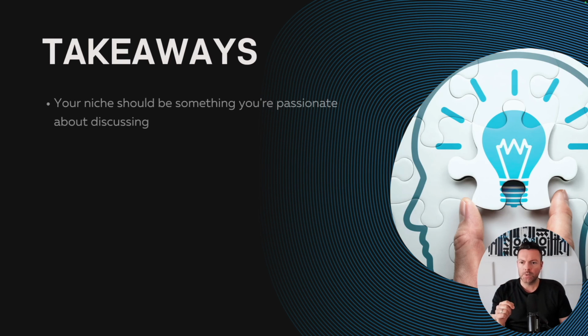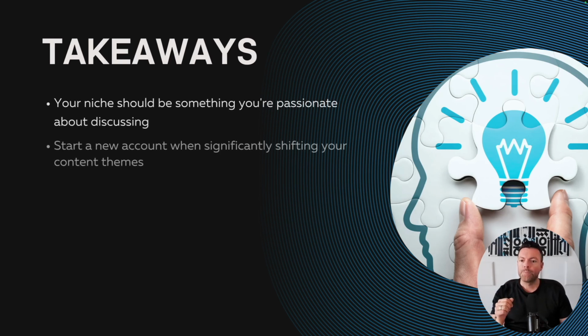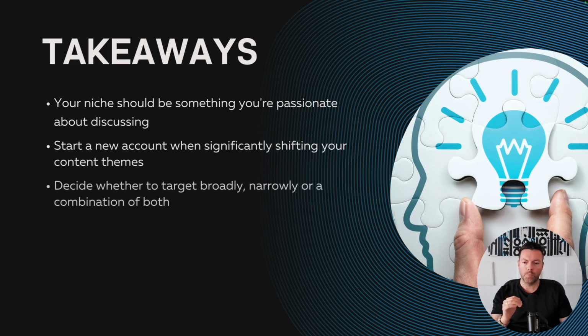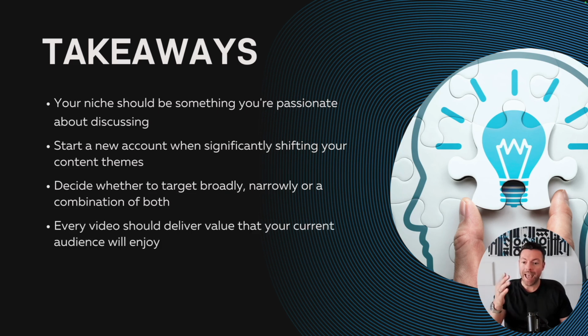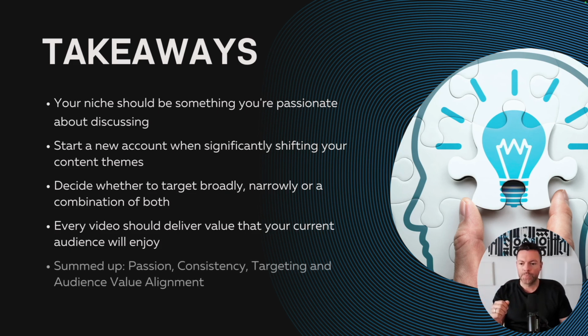So key takeaways from this video: your niche should be something you're passionate about discussing that you can talk about every single day. And you want to start a new account when you're totally shifting your content themes, topics, or niches, right? Make sure you do 1 niche per account. Decide whether you want to target broadly, narrowly, or a combination of both. And every video should deliver value that your current audience is going to enjoy. Like, don't surprise them. They should know what they're going to get when they start watching you. So to sum this up, you want to have the passion, you want to have the consistency, the targeting, and audience value alignment. And if you do all those things, you are going to have an amazing business model.